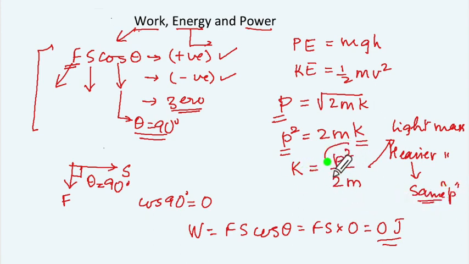So you will see if P square is the same, that means momentum is the same, your kinetic energy is going to be inversely proportional to the mass. All right, so the small mass will have more kinetic energy, the lighter mass will have more kinetic energy, heavier mass will have less kinetic energy, and the ratios of their kinetic energies and momentum, those ones also are very popular questions, so please prepare those questions.